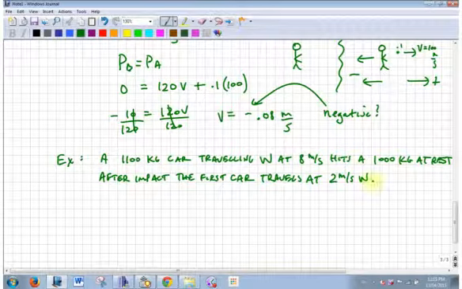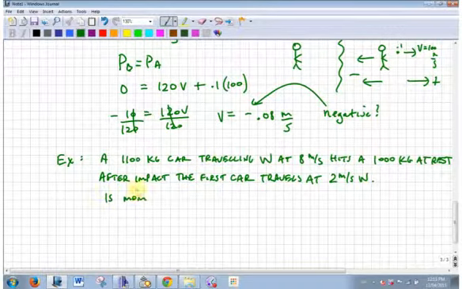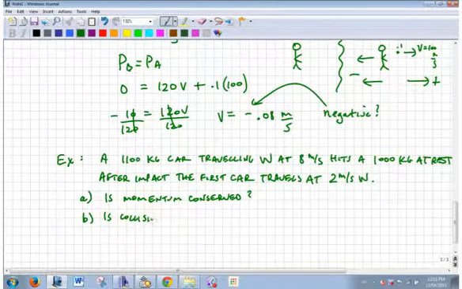Do we assume they're stuck together? No. No. Because it's telling you about the first car, but it doesn't say anything about the second car. It doesn't say they're stuck together. A. Is momentum conserved? B. Is the collision elastic?